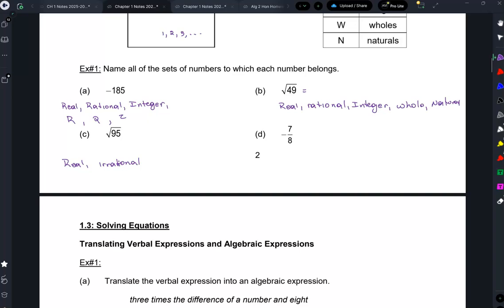Okay, and what about negative 7/8? Is it real? Yeah. Is it rational? Yeah. Okay. What else is it? Is it an integer? No. Because for it to be an integer, what should the denominator be? Yeah, 1. Okay, so that's it. All right?